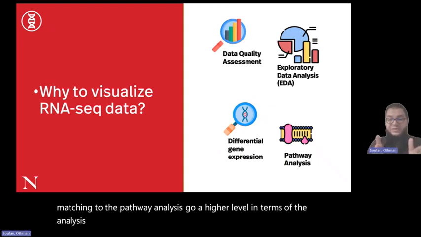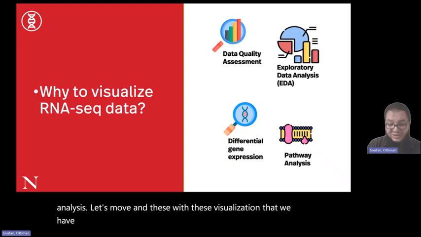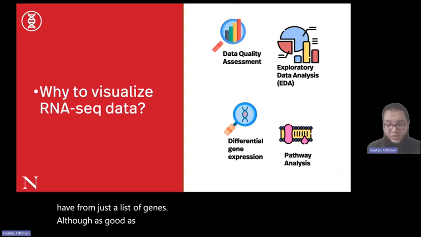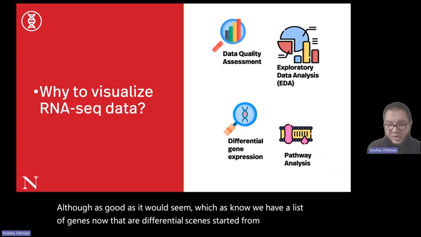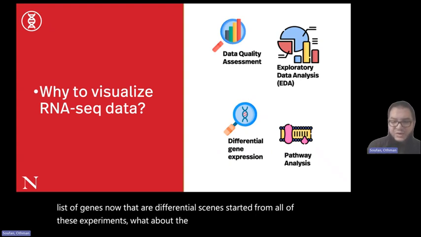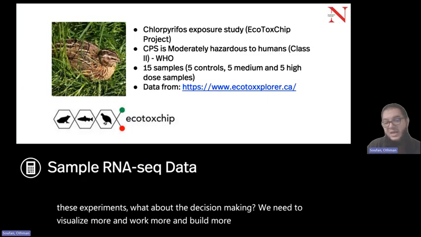Let's move on with these visualizations from just a list of genes. Although, as good as it would seem, we now have a list of top differentially expressed genes from all of these experiments. What about the decision making? We need to visualize more and work more and build more abstractions.